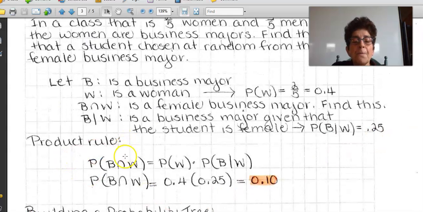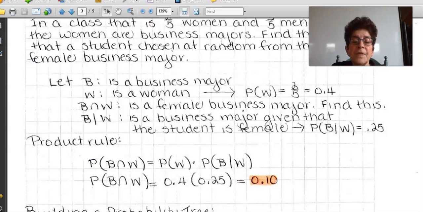Using the product rule, the probability of being a business major and a woman is the probability of being a woman, which was 0.4, 2/5 of the class, times the probability that you're a business major given that you're a woman, 0.25. Multiplying these two together gives us 0.1 or 10% chance. Again, these conditional probabilities are very useful when you have chains of events and you're trying to find the probability of this chain of events actually occurring.